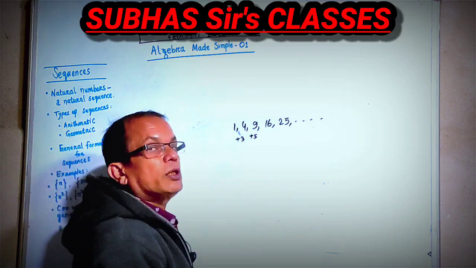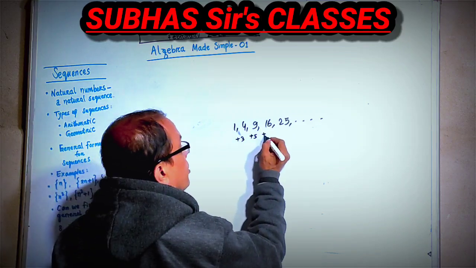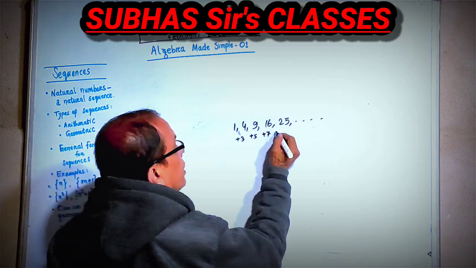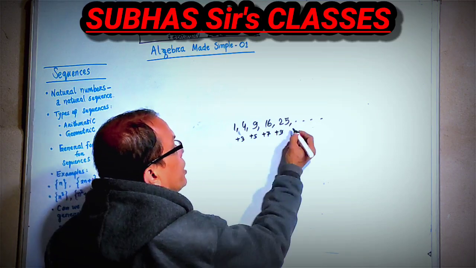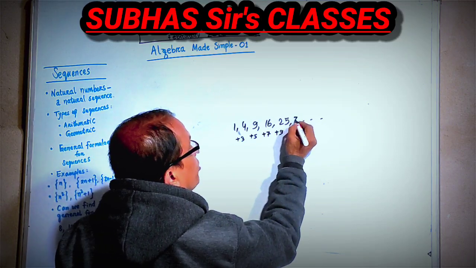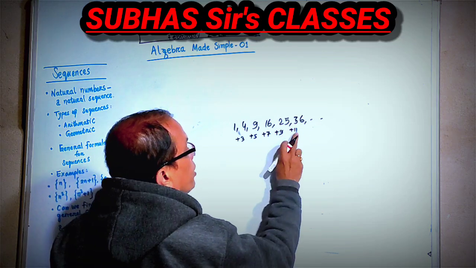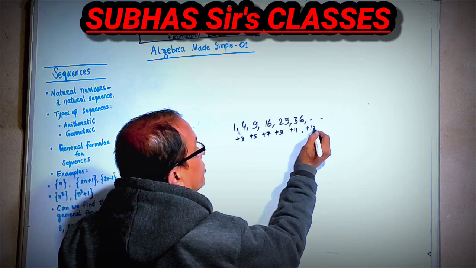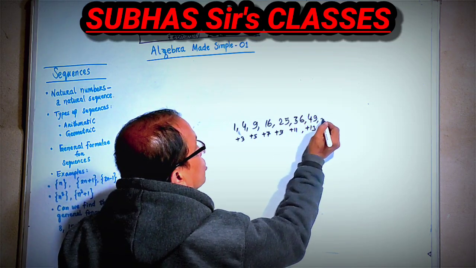And from 9 to 16, how much do we add? We have to add 7. Here there is an addition of 9. The next will be an addition of 11. So this will be 36. Next will be an addition of 13. So it will be 49, and so on.